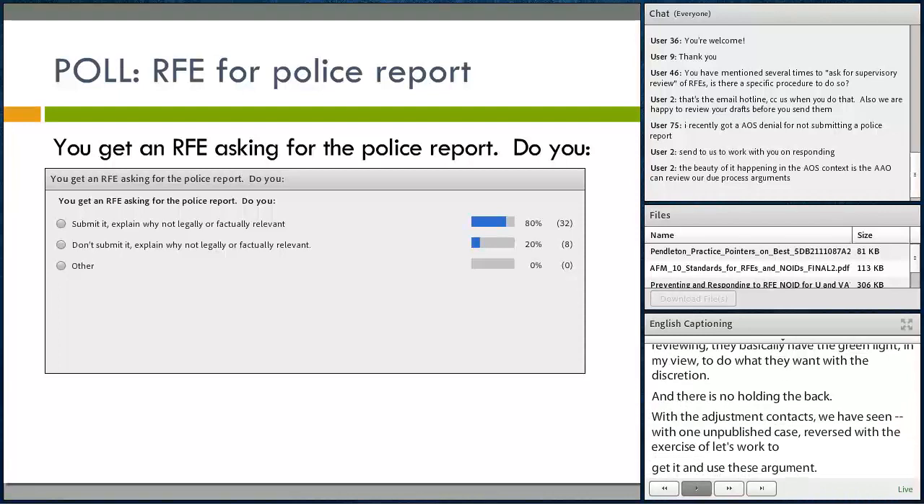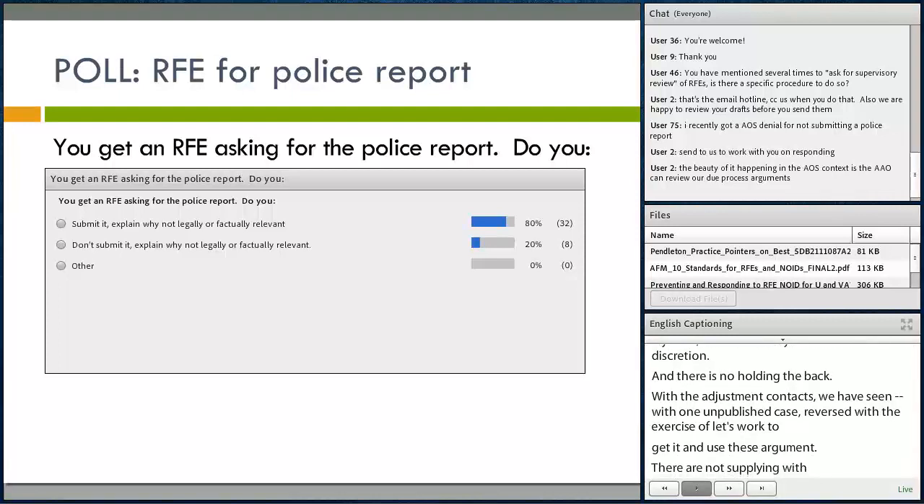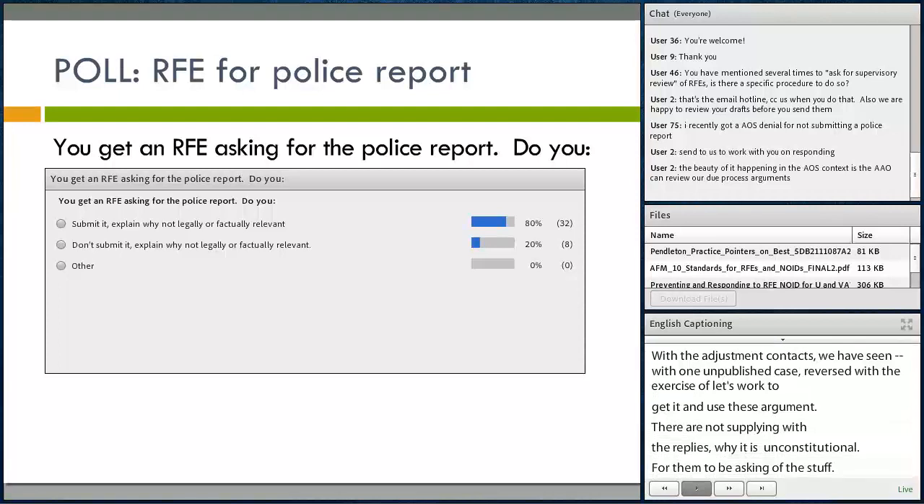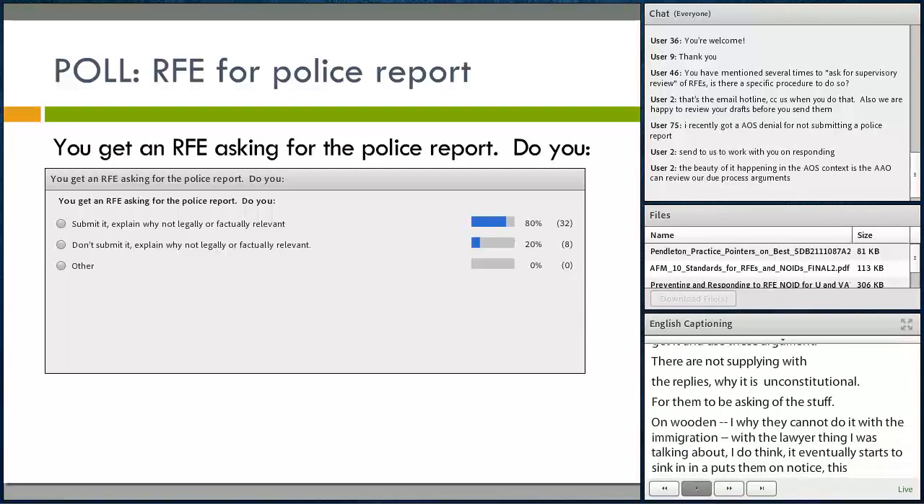So the arguments Amy's talking about are arguments a bunch of people wrote up that they're now supplying in all of their D14 replies about why it's basically unconstitutional for them to be asking for this stuff, for the same reasons they can't do it in the immigration court context. And, you know, it's kind of falling on deaf ears, partly because of that lawyer thing I was talking about. But I do think it eventually starts to sink in, and it also puts them on notice that this isn't okay with us, and eventually they're going to get challenged on this.